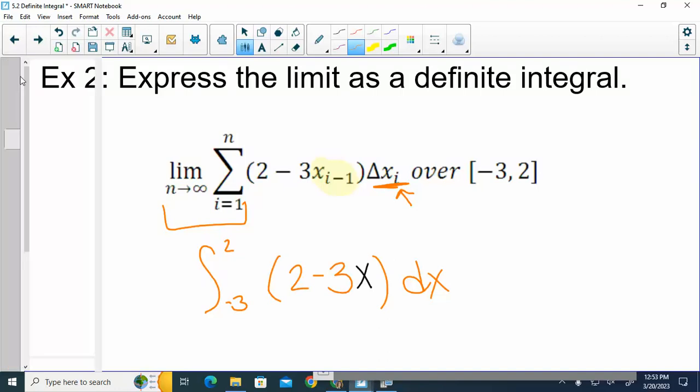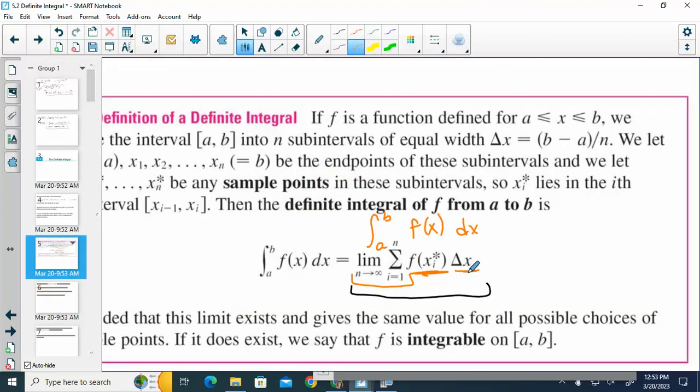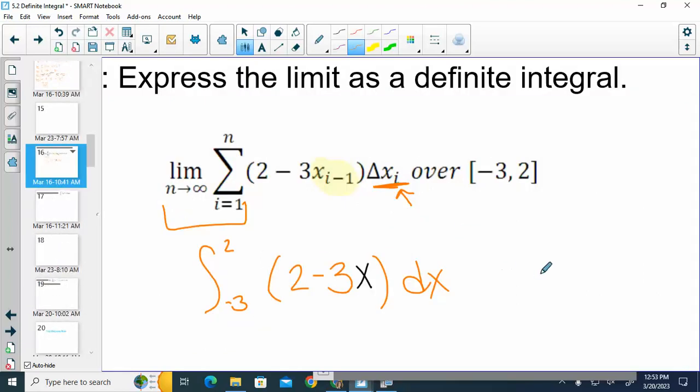Look back at that very first thing we had today, right here. I told you the limit and the sum were the integrals. f of x sub i is just our function with an x for our variable. And the change in x is just the dx. So we just have to be able to use either notation.